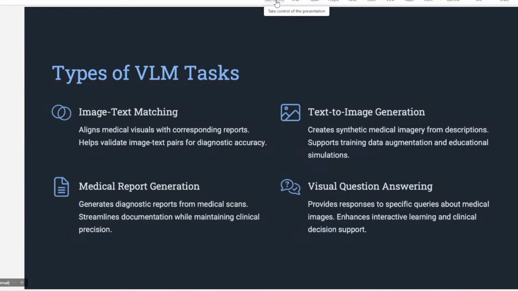Now, a great way to understand VLMs is by segregating them into the types of VLM tasks. And as we dive into each of these tasks, we'll cover some of the significant architectures in that domain.